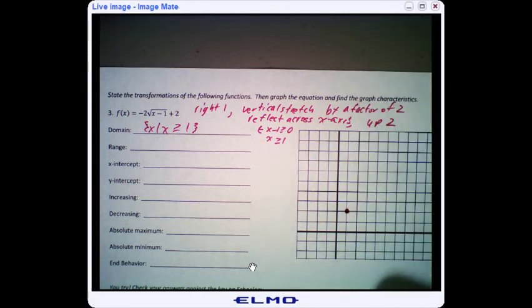I want to be able to take the square root, so let's do 5. So if x is 5, 5 minus 1 is 4. Square root of 4 is 2. And then negative 2 times 2 is negative 4. So we're going to get negative 2.